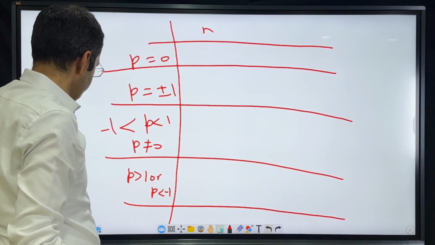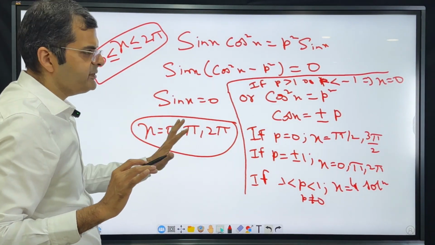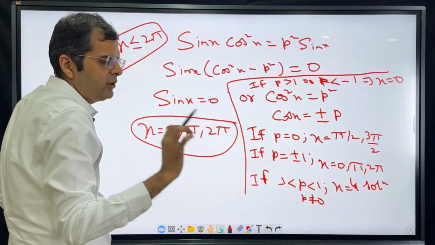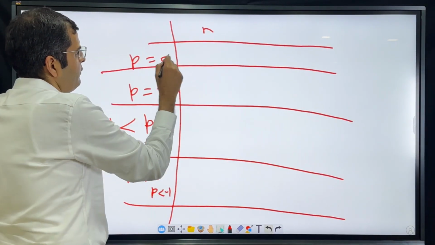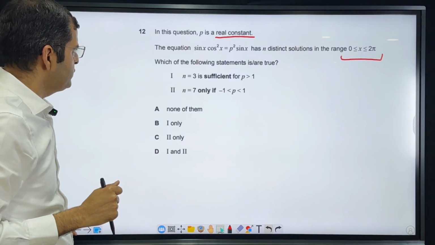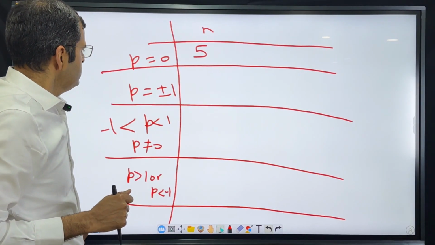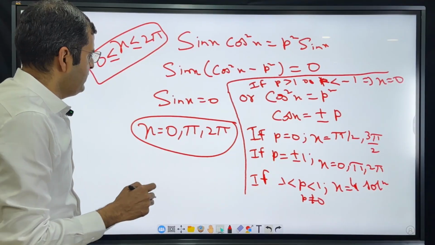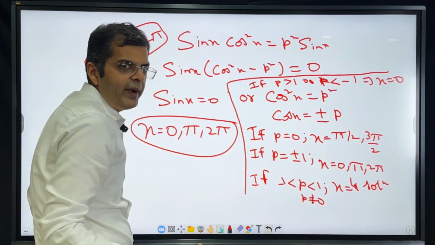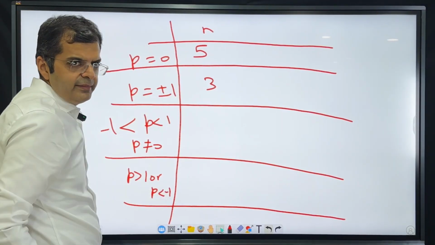Now in the first case, first of all, definitely I will be getting 0, pi and 2 pi as 3 solutions from sin x equal to 0. When P is 0, I get 2 further solutions, pi by 2 and 3 pi by 2. So if P is 0, N is equal to 5. I get 5 solutions in all. N is the number of distinct solutions in that range. Now if P is equal to plus or minus 1, again the same 0, pi and 2 pi are repeated, so I get N as 3.